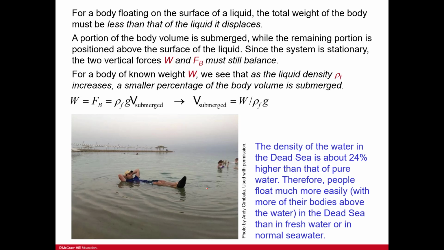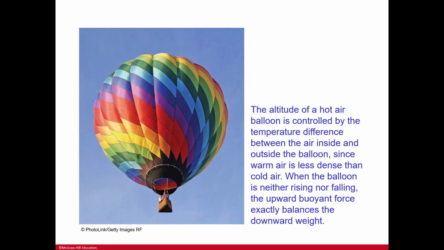And then here, this is for the Dead Sea. So the density of the water in the Dead Sea is about 24% higher than that of pure water. Therefore, people float much more easily with more of their body above the water in the Dead Sea than in the fresh water and normal seawater. So it's just because of the higher density.